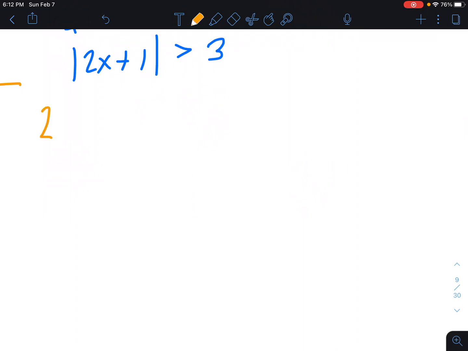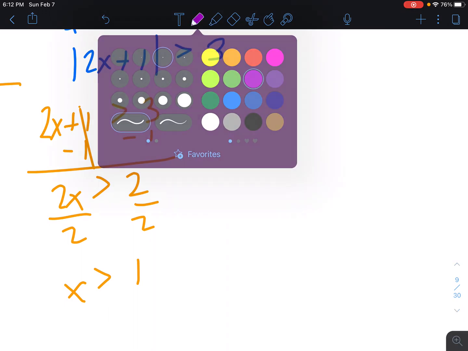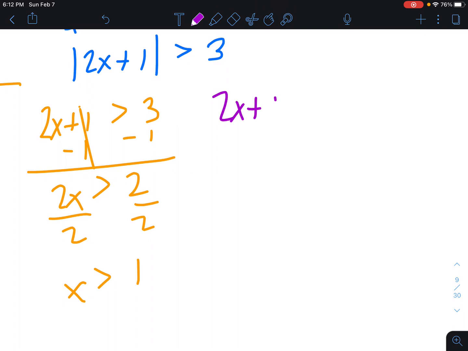For our first one, we're just going to drop the absolute value bars. And let's solve it. Subtract 1. So we got x is greater than 1. And now we're going to do the second one. What I did here, I did the two changes. I flip the symbol, and the 3 becomes a negative. And now I can solve that one.